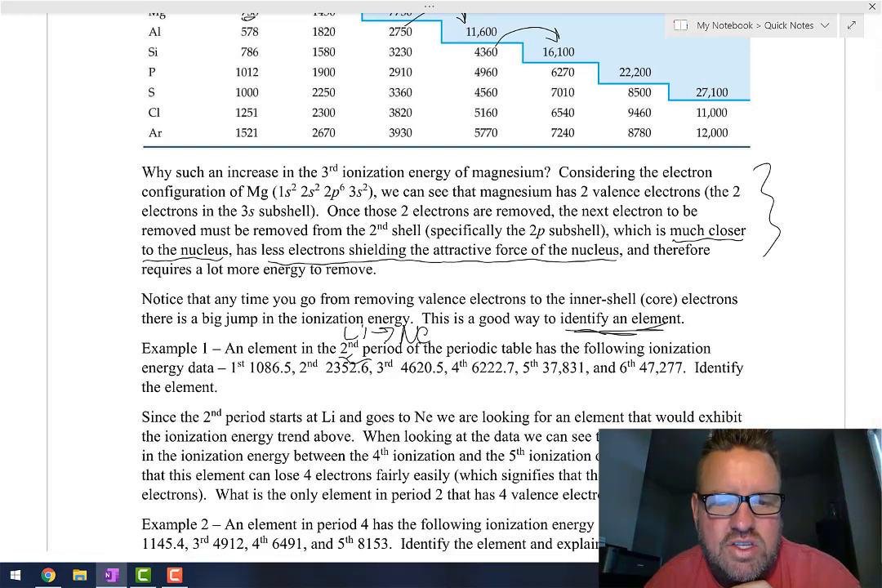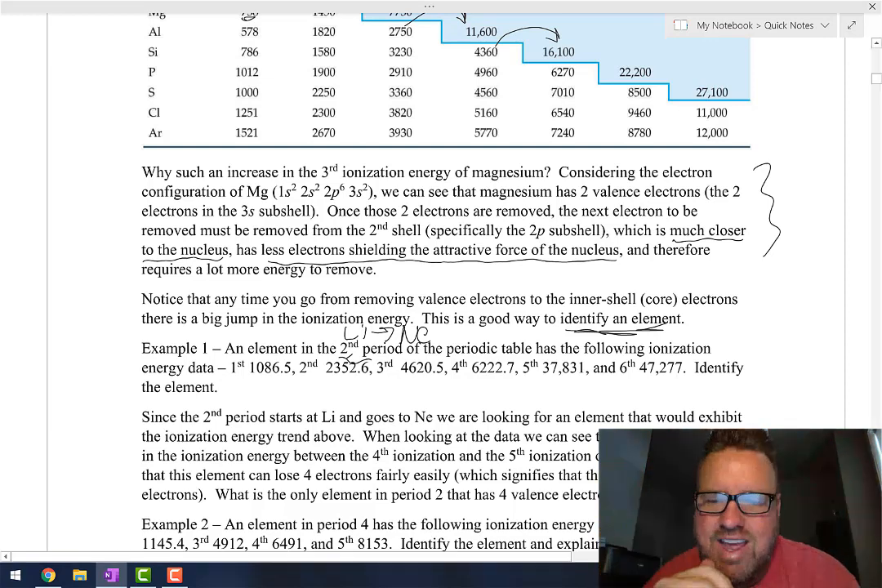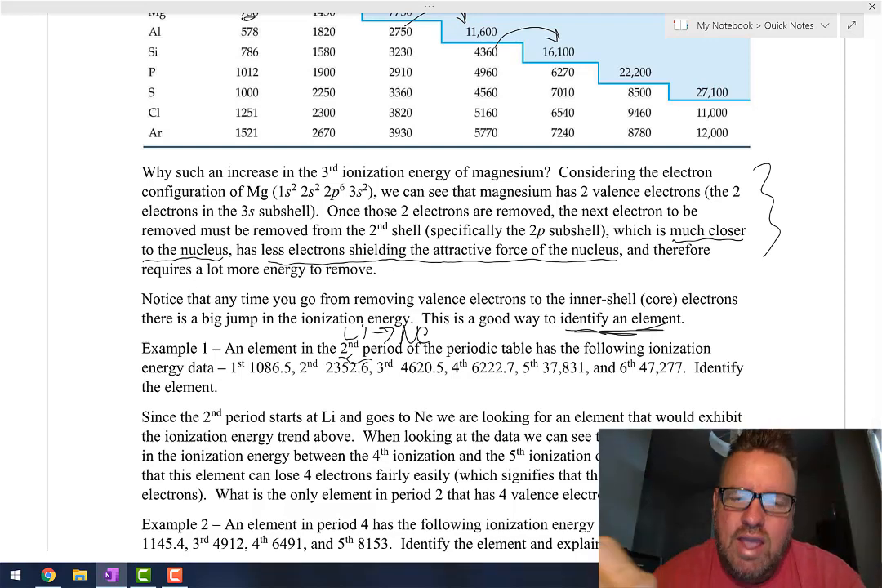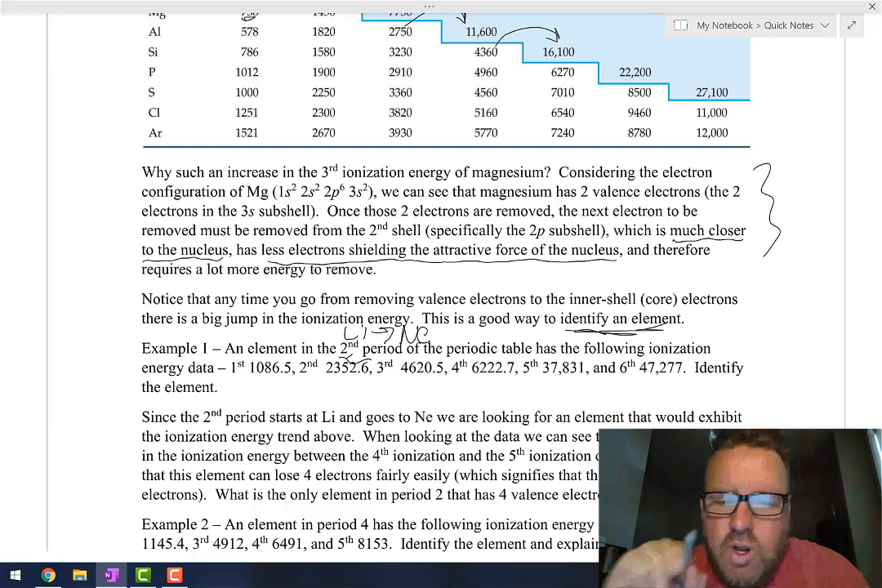The second is 2,000. The third is 4,000. And again, I'm not saying the whole number. The fourth is 6,000. The fifth is 37,000. And the sixth is 47,000. Okay, and then it says identify the element. So notice that as you take electrons away, it gets progressively more difficult. It requires more energy to take the next electrons away. But what we're looking for here is the big jump.